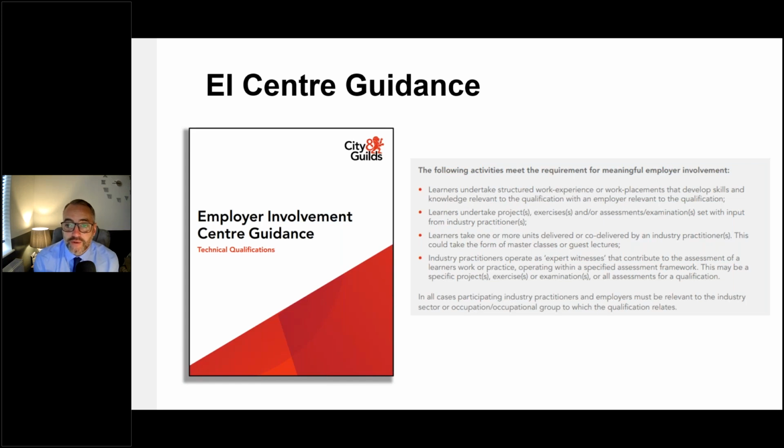So things like structured work experience or work placements, undertaking projects or exercises or assessments that you may have set with the input of an industry practitioner, learners taking units which are co-delivered by industry practitioners. So it could take the form of a guest lecture or a master class. I know a lot of colleges, and I did myself run a lot of those anyway, bringing in people from industry even before these qualifications. So you may find you're already doing a lot of this up until now.